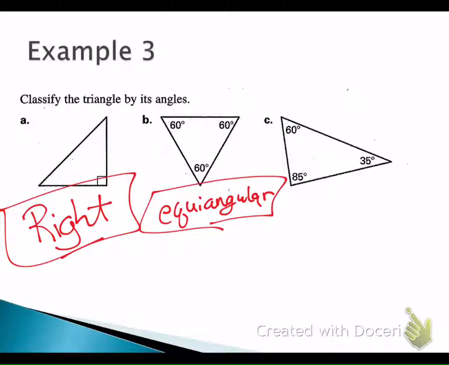All right, part C, what do you think? Are they all the same? No. Are any of them 90? No. Are any of them bigger than 90? No. What's the only other option? Acute. Good. Do you have any questions?